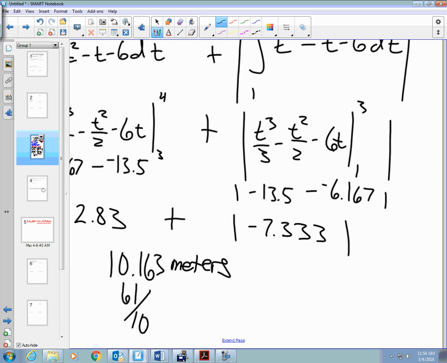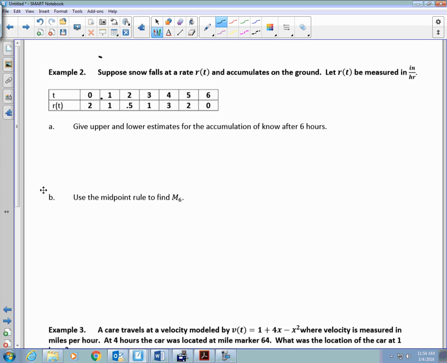All right, now instead of a function, it gives us a table. So it says snow is accumulating at a rate of R of t. Let R of t be measured in inches per hour.